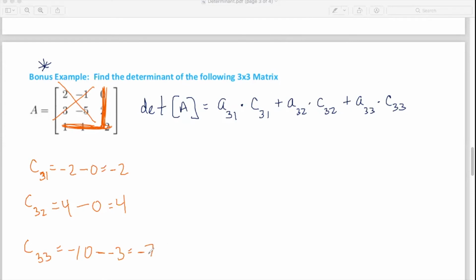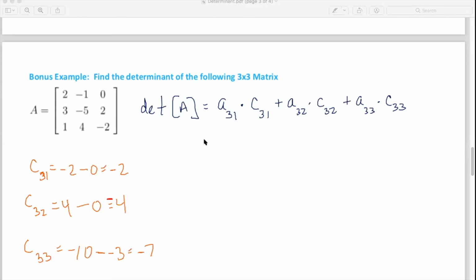But keep in mind, what I actually found is the minors. To find the cofactors, you have to apply the correct signs. Remember, for row 3 here, it goes positive, negative, positive, or keep, change, keep. So we're going to keep this as this negative. We have to change this element here, change its sign, so that becomes a -4, and then we keep that one as it is, okay? So our cofactors respectively are -2, -4, and -7.